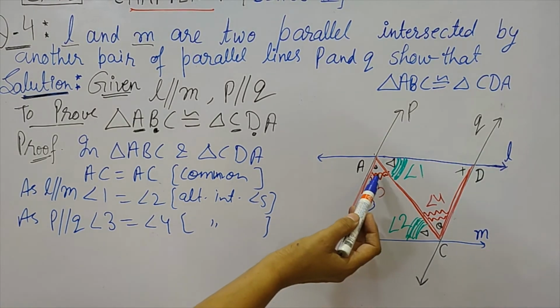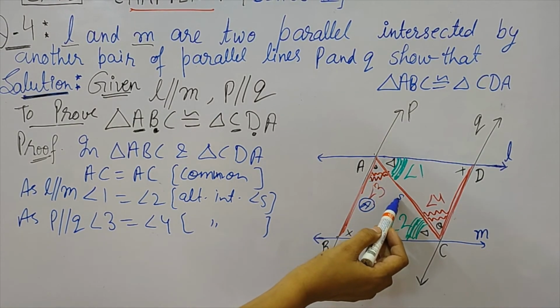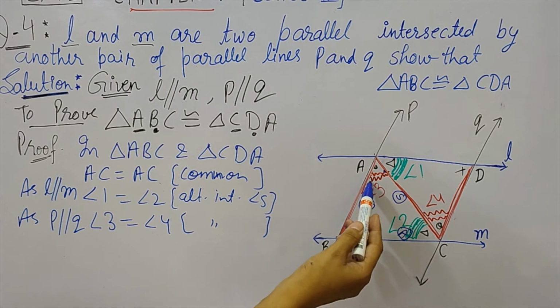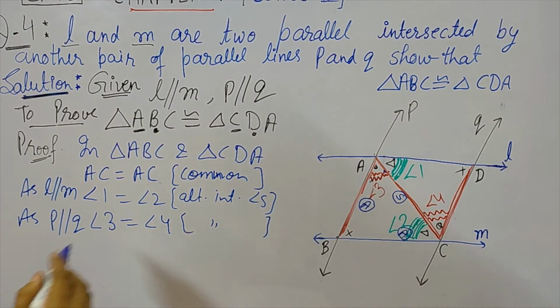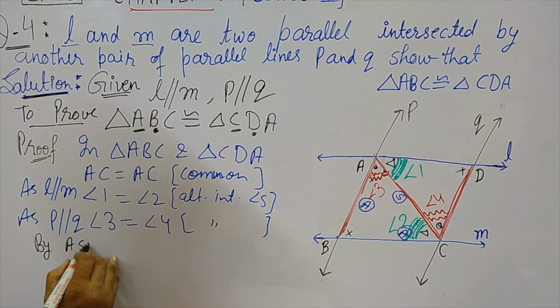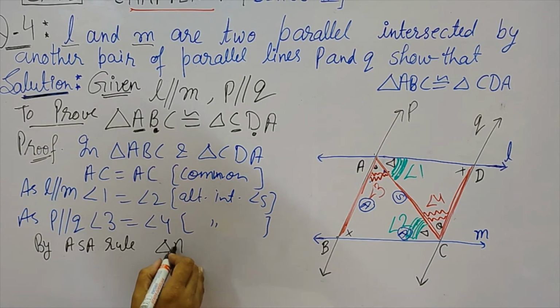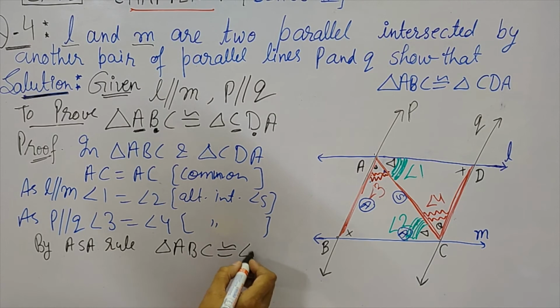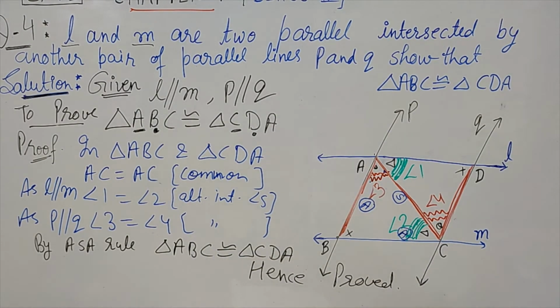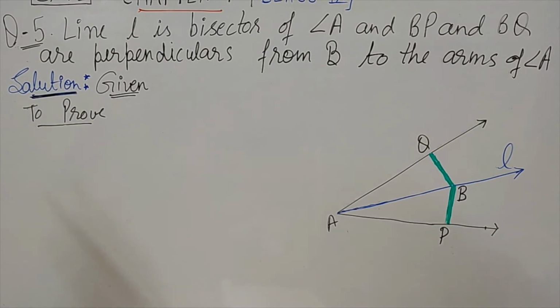First, angle. Just after the angle you have written a side, and after the side, third we have taken again angle. So what is the rule forming here? Angle, then side, and then angle. So by which rule? By ASA rule, triangle ABC becomes congruent to triangle CDA. Okay, so hence proved. Let us see question number 5 also quickly.